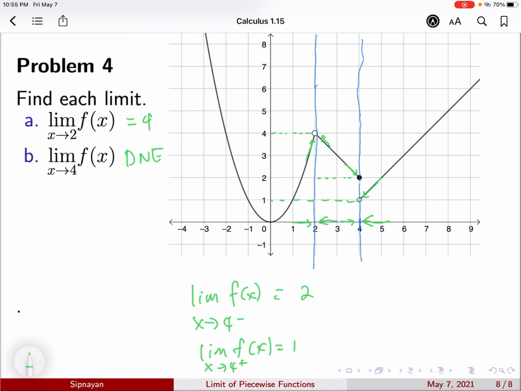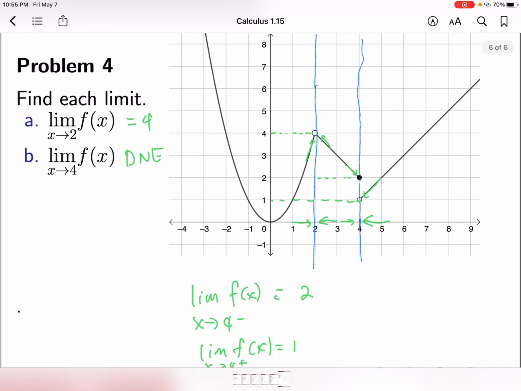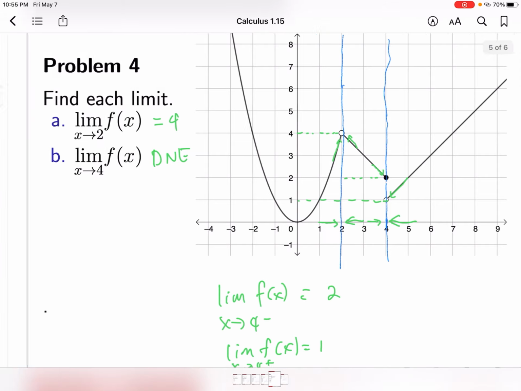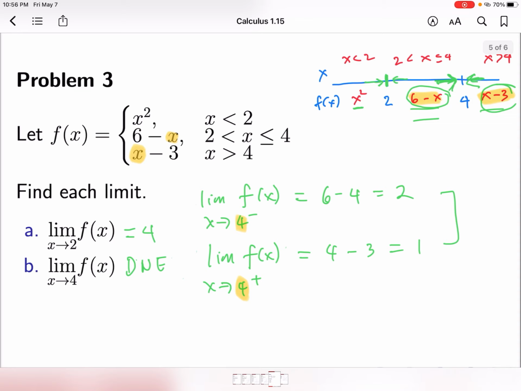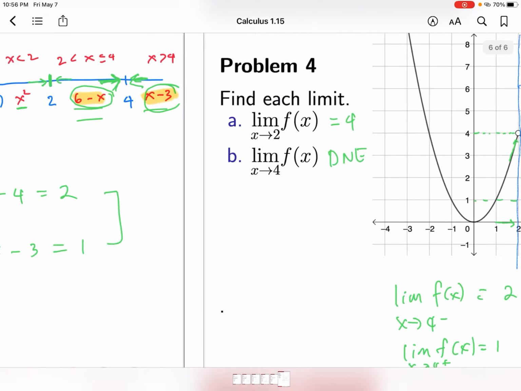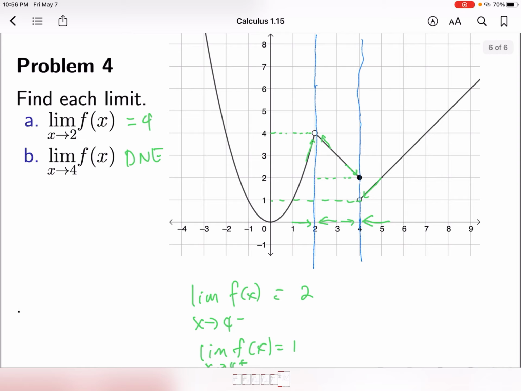As you can see, pwede natin kunin yung limit ng function pag meron tayong graph. Now, actually, this graph is the graph of the function in problem 3. Kaya kung makikita nyo, pareho din, no? The limit of f of x as x approaches 2 is equal to 4, and the limit of f of x as x approaches 4 does not exist.